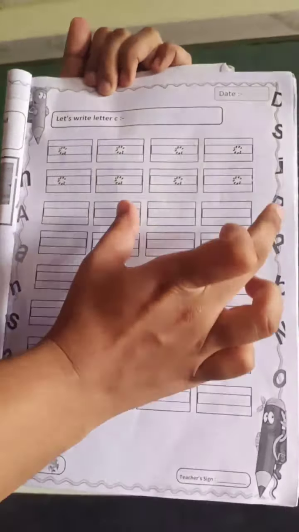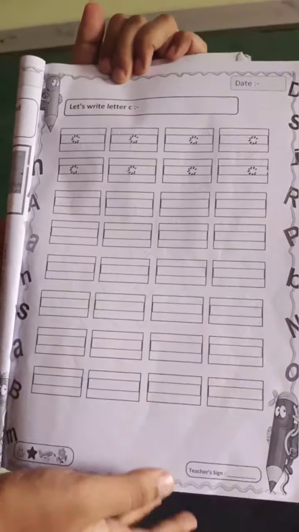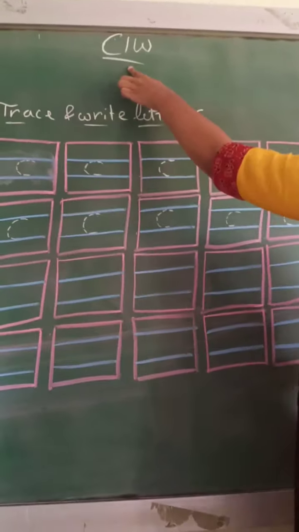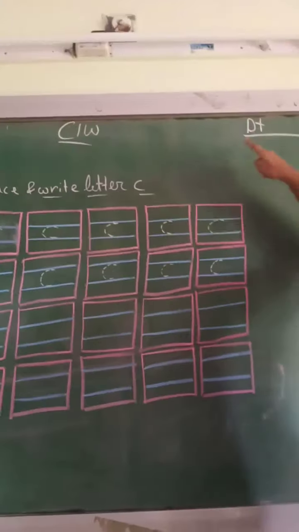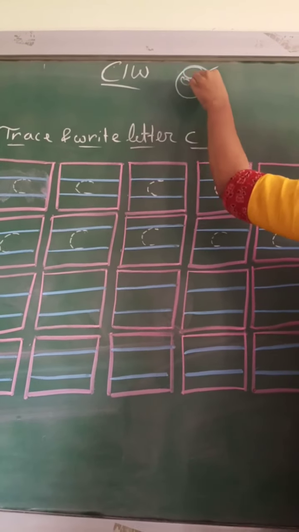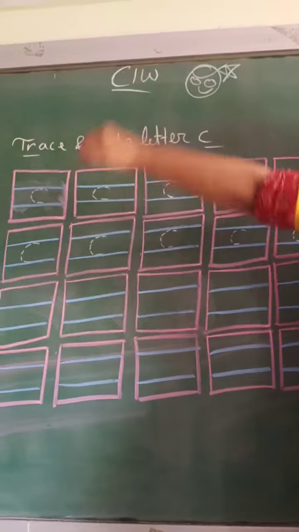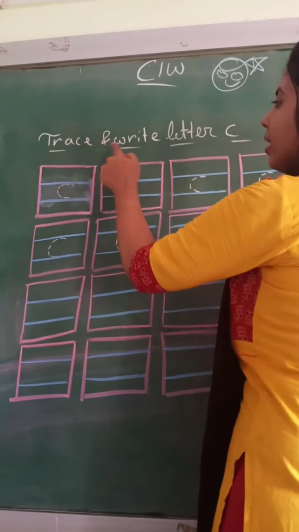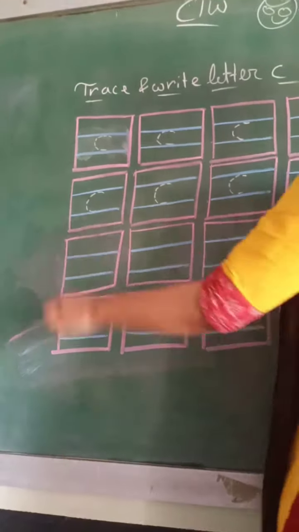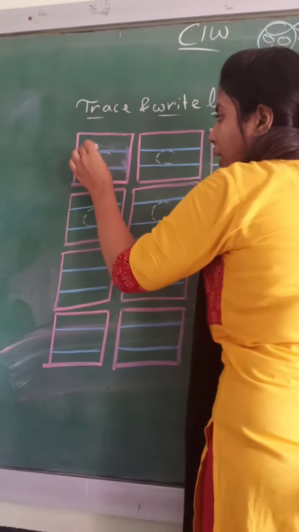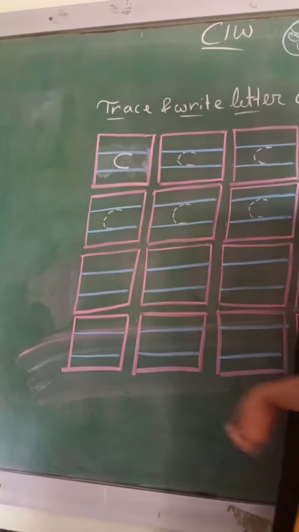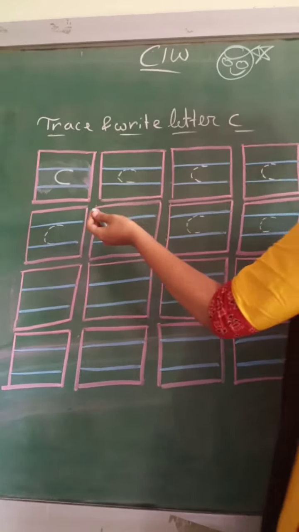Half is in classwork, other half is in homework. So, take out your crayons, everyone. First, write CW and the date. And are you all happy today? So, make a smiley. Happy. Again, trace and write the small letter C. So, how do we write the small letter C? Between two blue lines, right side curve. Yay! This is easy, right? We have learned the right side curve, right?